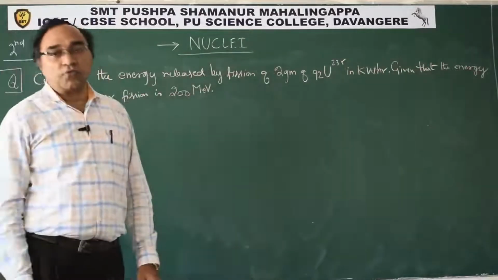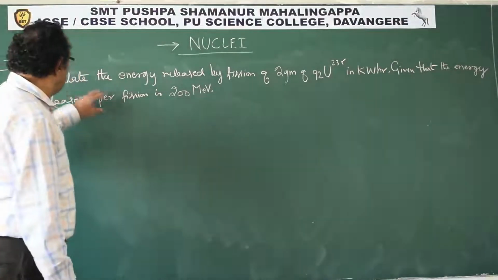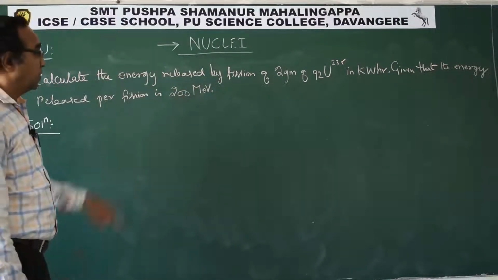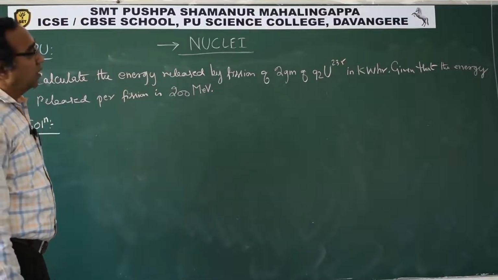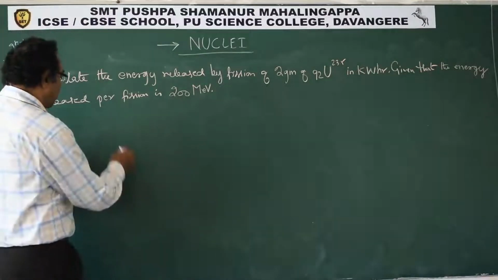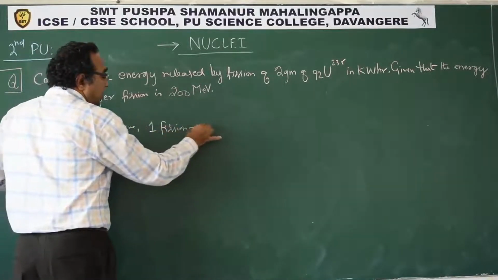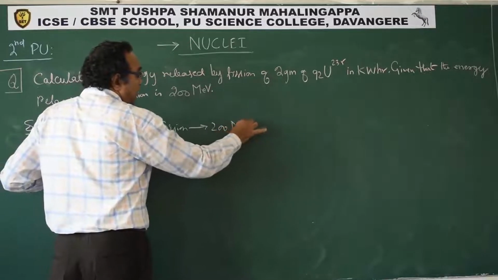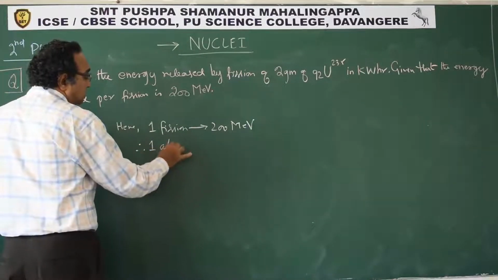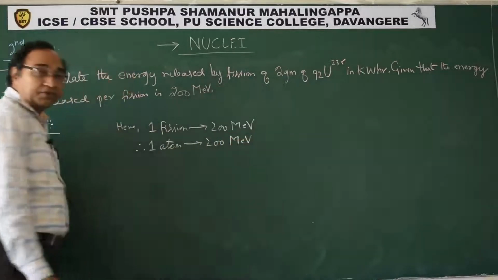Well students, let us take one more question from the topic of fission, energy released per fission. Calculate the energy released by fission of 2 gram of 92U235 in kilowatt hour. Given that the energy released per fission is 200 million electron volts. So what is given? One fission releases 200 million electron volts of energy. That is to say, one atom is releasing 200 million electron volts of energy.